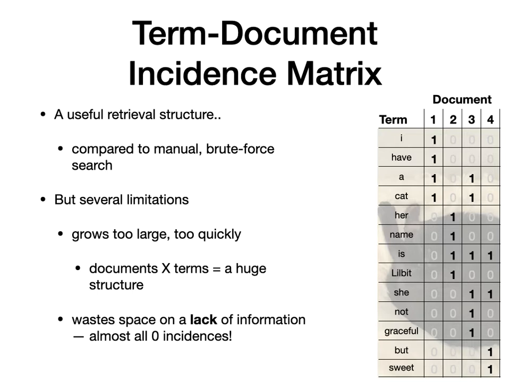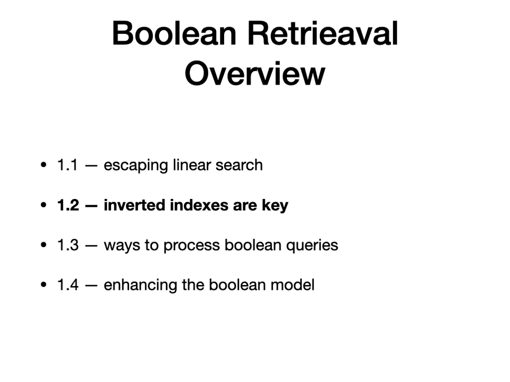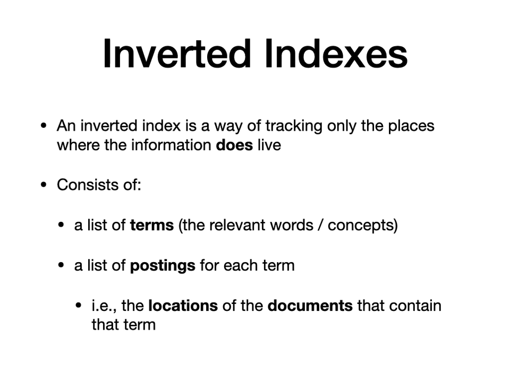So, getting away from the term document incidence matrix, what's a better structure? Well, this is where we get into inverted indexes. This is the second in our series on Boolean retrieval. Inverted indexes are the key. So, what is one of these things? What is an inverted index?